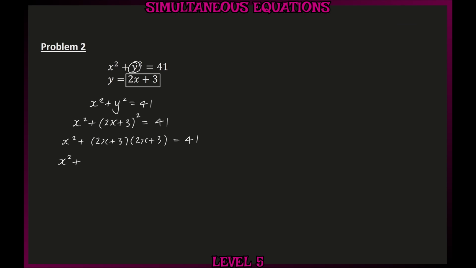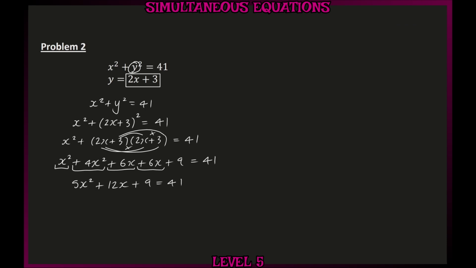So we have x squared plus 2x times 2x gives us 4x squared, and 2x times 3 gives us plus 6x. 3 times 2x gives us plus 6x, and 3 times 3 gives us 9. So we have plus 9, and it's still equal to 41. We can now simplify the left-hand side by collecting together the like terms. So we have x squared plus 4x squared, which is 5x squared. We have a plus 6x and a plus 6x, which is plus 12x. And we still have the plus 9 on the end, and that's equal to 41.